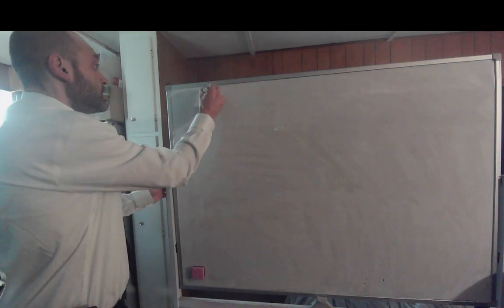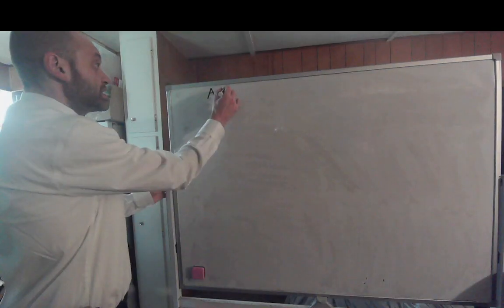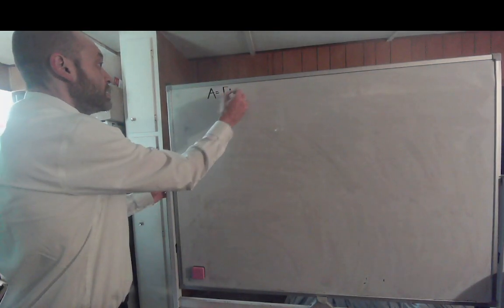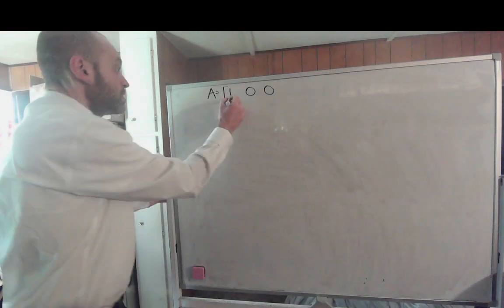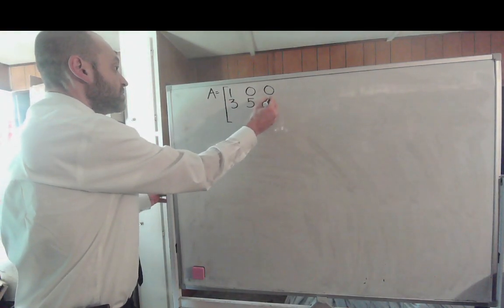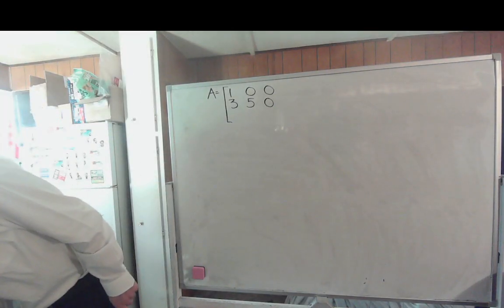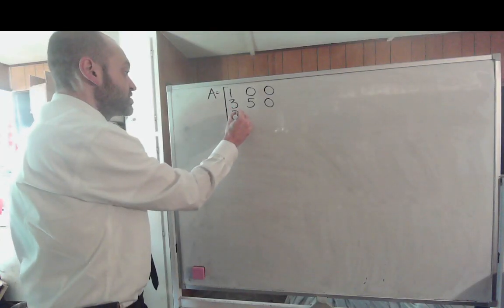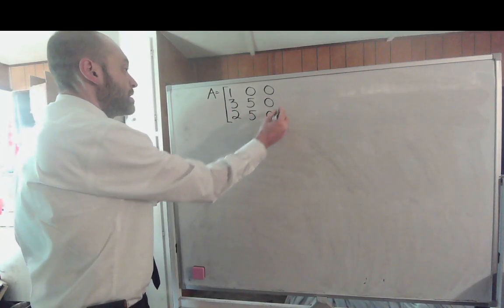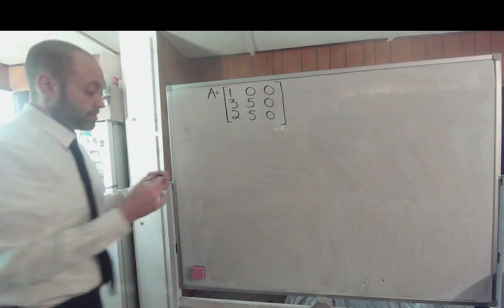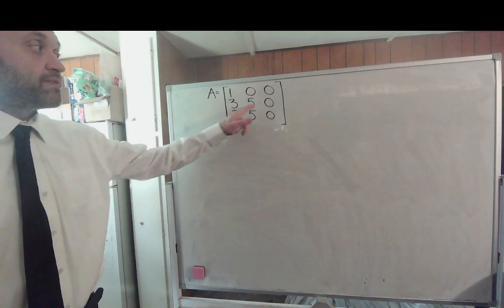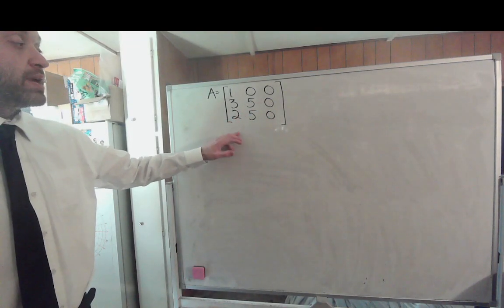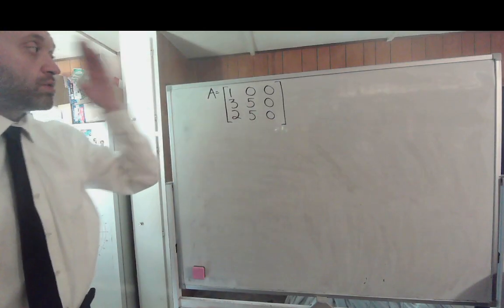Alright, so matrix A has entries of 1, 0, 0, 3, 5, 0, and then 2, 5, 0. Alright, so here's your matrix A, the original matrix, entries 1, 0, 0, 3, 5, 0, and then we have 2, 5, 0.